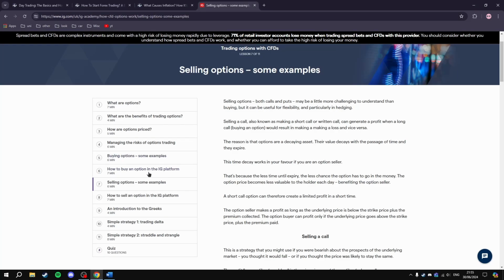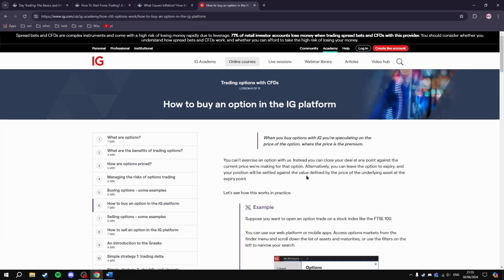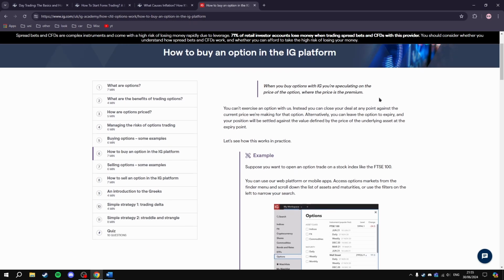So in the last episode we went through how to buy an option on the IG platform. When you buy options with IG, you're speculating on the price of the option, where the price is the premium. You can't exercise an option with IG, instead you can close your deal at any point against the current price IG is making for that option. Alternatively, you can leave the option to expire and your position will be settled against the value defined by the price of the underlying asset at the expiry point.